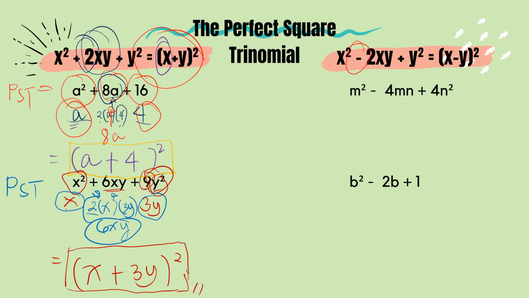So kung minus to, we can express it as the square of difference of two numbers. So yun lang, sa sign lang sila magkakaiba, but the procedure is the same. Okay, the procedures are the same, the steps are the same, magkakaiba lang sa sign. Okay? So, let's check ulit yung unang term. Is it a perfect square number? Yes.